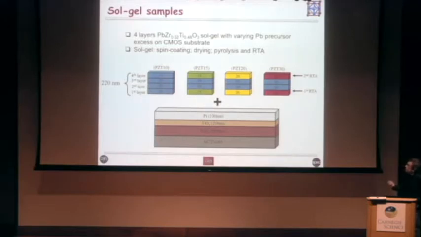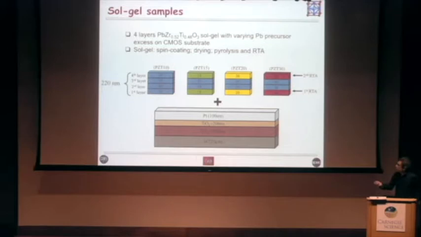It's industry-ready processing, wet chemistry, sol gel. There are basically 4 layers. Each layer is about 50 nanometers thick. And these were made with varying lead precursor excess. In fact, this is what the sample looks like. It's a standard silicon wafer. It comes from ST Microelectronics.